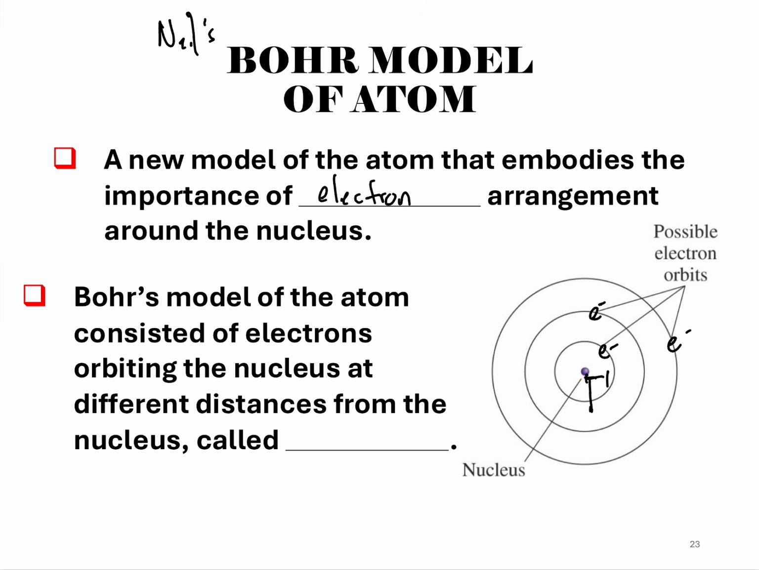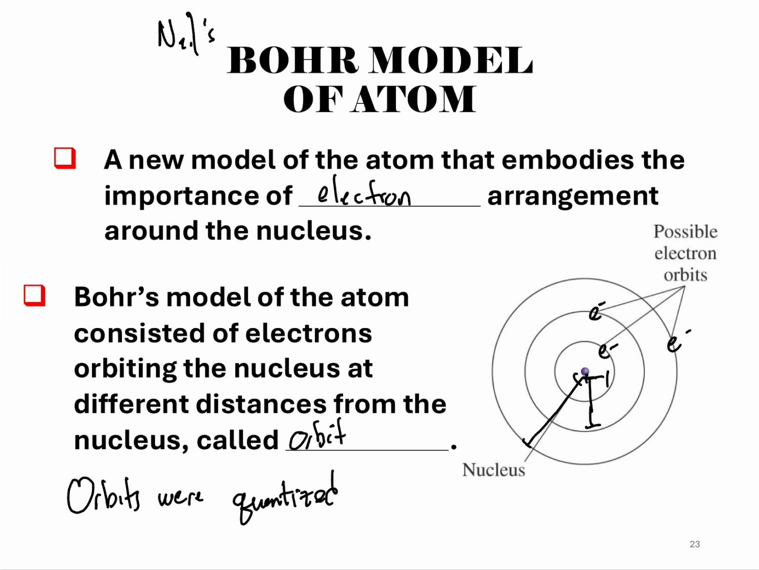So each of these distances was one possible orbit for an electron. And what that means is that these orbits were quantized. Right? And this is where the name quantum mechanics kind of comes from. But these orbits are quantized. And what that means is that they're discrete orbits. Meaning there's only specific orbits that these electrons can actually exist at.